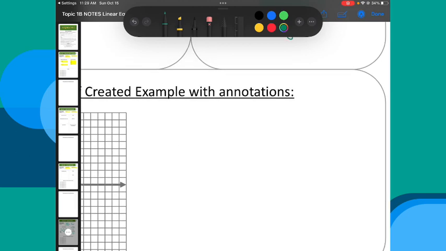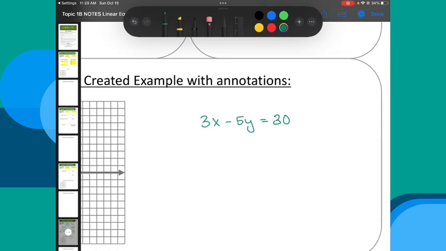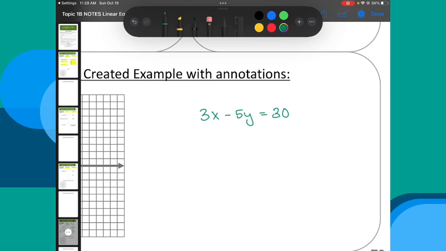So let me show you an example of how this would work. Let's say that we have 3x minus 5y is equal to 30. So we talked when we did y equals mx plus b that we could subtract the 3x term and then divide by negative 5 and put it in y equals mx plus b. And that's still valid. Or we can use our intercepts.